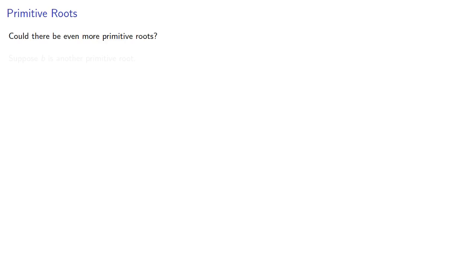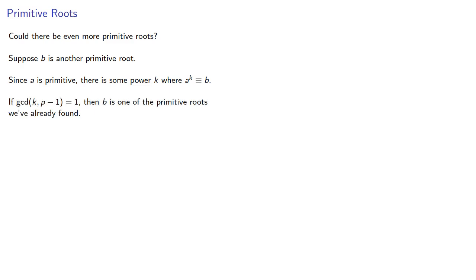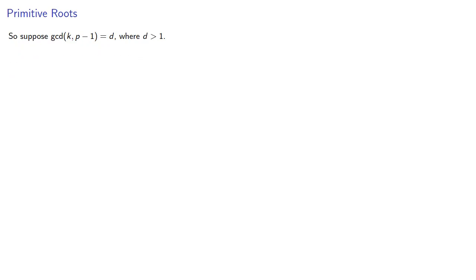Suppose b is another primitive root. Since a is primitive, there's some power k where a to the power k is congruent to b. If the greatest common divisor of k and p minus 1 is 1, then b is one of the primitive roots we've already found. So let's suppose that greatest common divisor is d, where d is greater than 1. Then there exist k prime and m, where k is d times k prime, and p minus 1 is d times m.